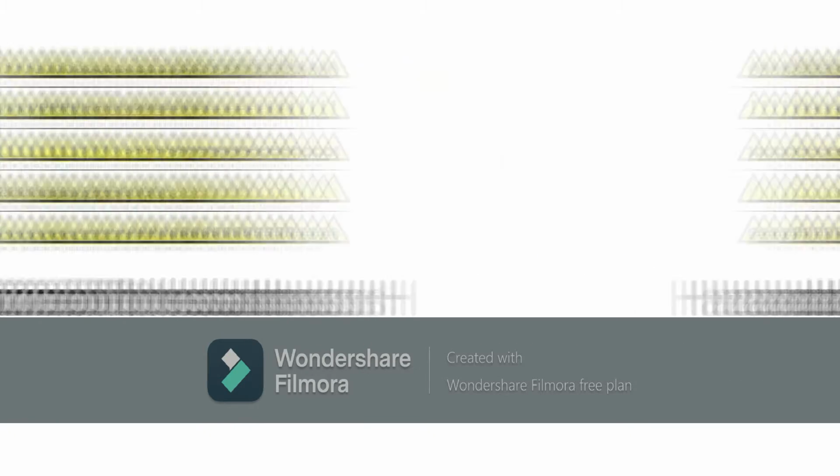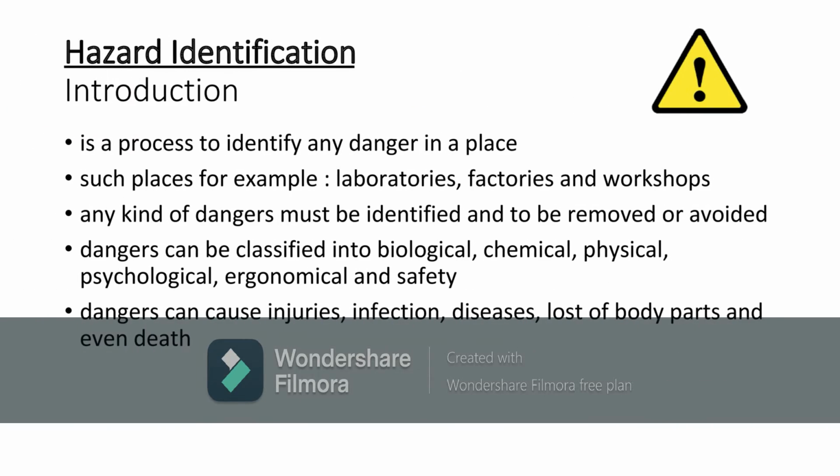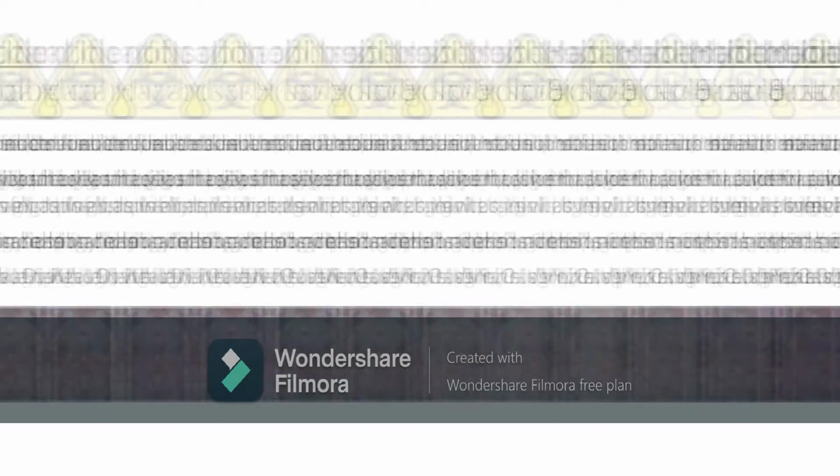Hazard identification. Hazard identification is a process to identify any danger in a place. Any kind of dangers must be identified and to be removed or avoided. Dangers can be classified into biological, chemical, physical, physiological, economical, and safety. Danger can cause injuries, infections, disease, loss of body parts, and even death.